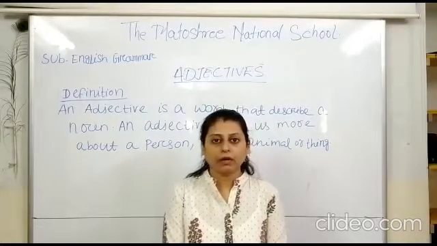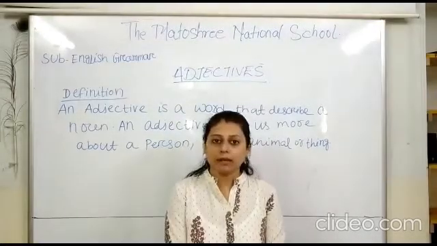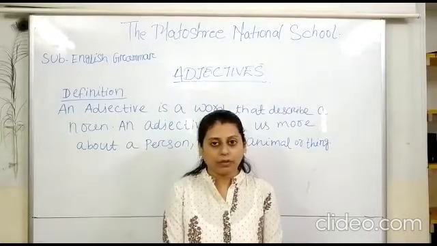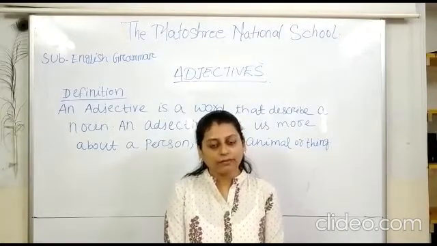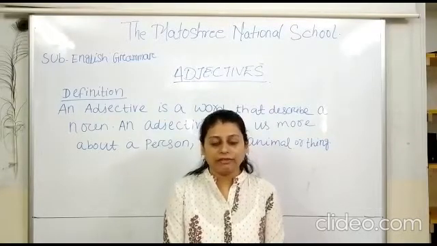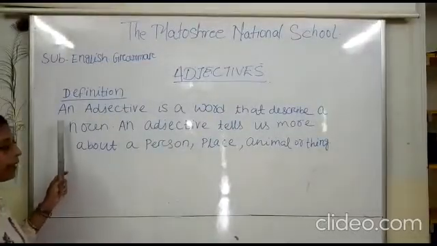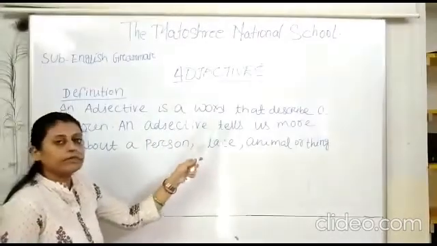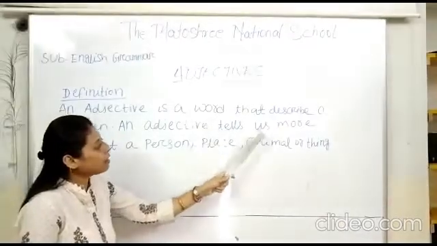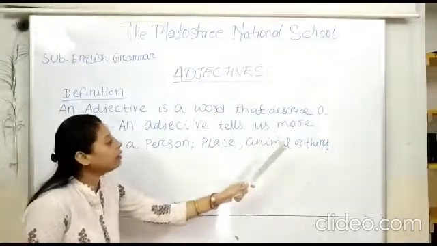Today we will learn about adjectives. Anything you want to describe about something or someone in words are called describing words, and these describing words are otherwise called adjectives. We'll learn the definition of adjectives. An adjective is a word that describes a noun. An adjective tells us more about a person, place, animal or thing.